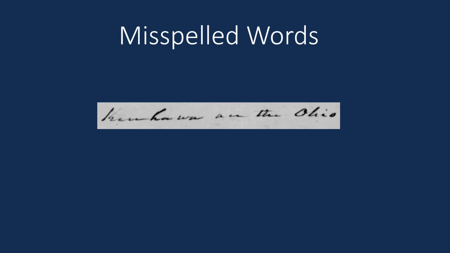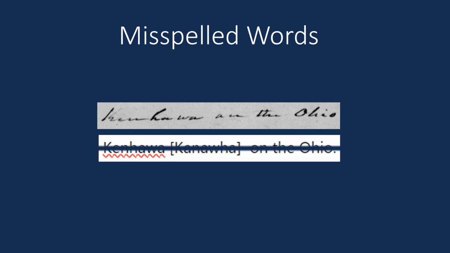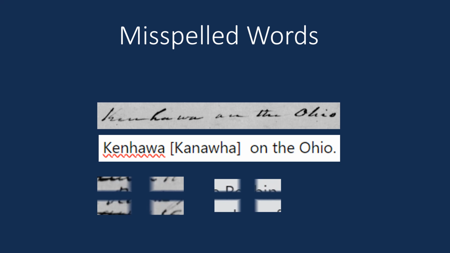Type up misspelled words as they are written. You can add a notation of the correct spelling in square brackets if you feel it will help the reader or the search engine. In this example, I looked for Kanawha and could not find it on a map, but I found Kanawha in the area mentioned in the record, so I added the correct spelling as that would help someone trying to search for that town. I did not add a note for Reuben, as that might be the way the name was spelled.